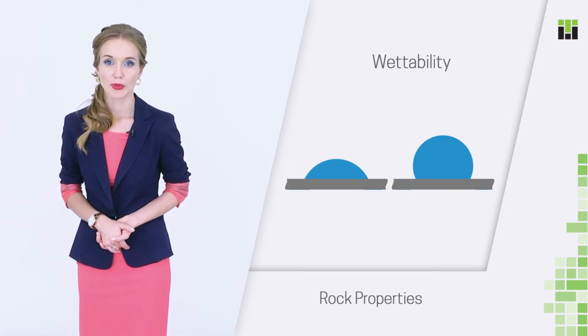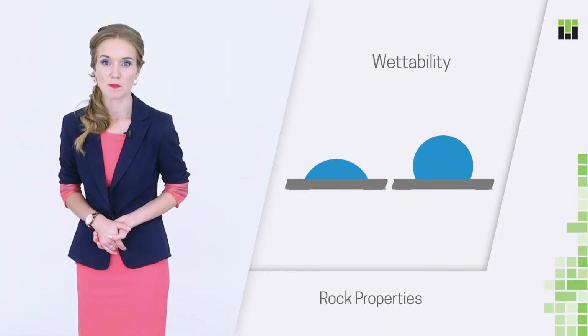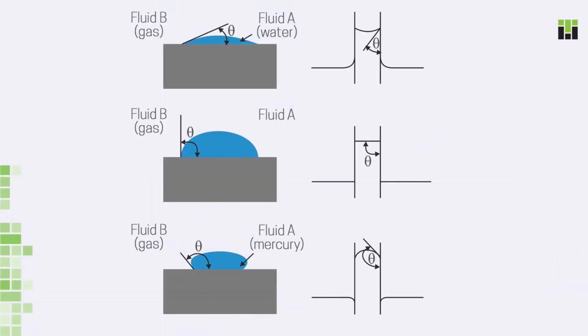Thus, if you put two fluids onto a solid surface, the one that gets more attracted to the solid than the other will occupy the largest area. Suppose that fluid A is more attracted to the solid than fluid B. With time, fluid A will occupy a larger area than fluid B.